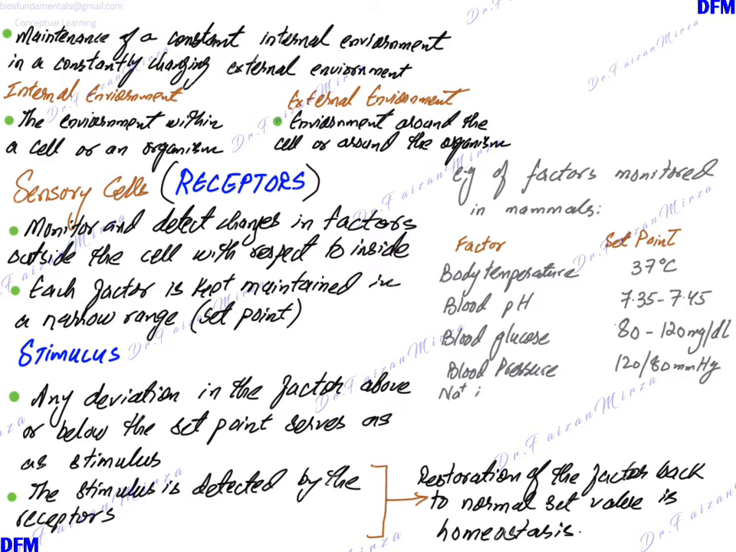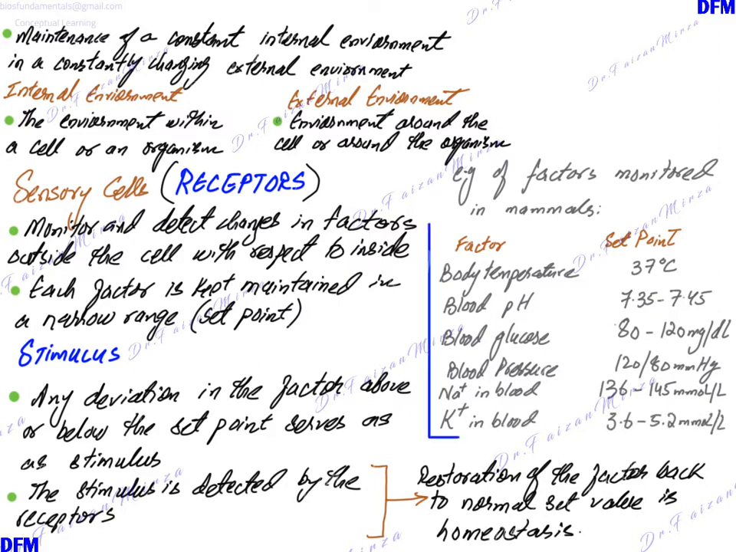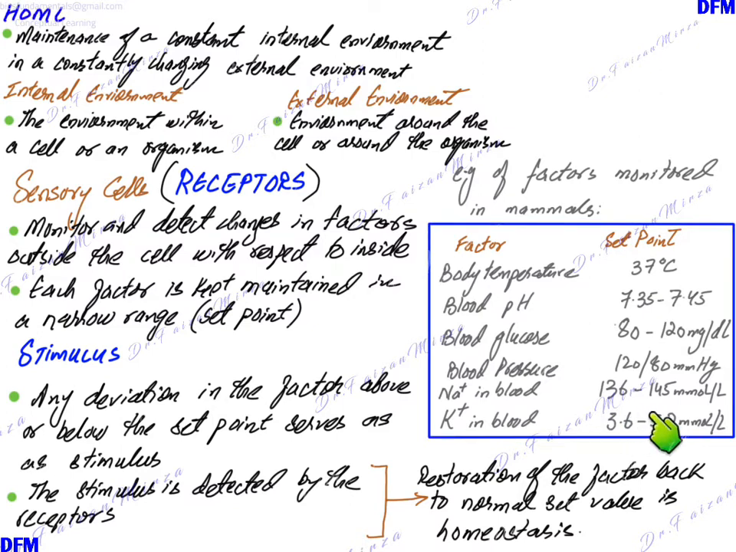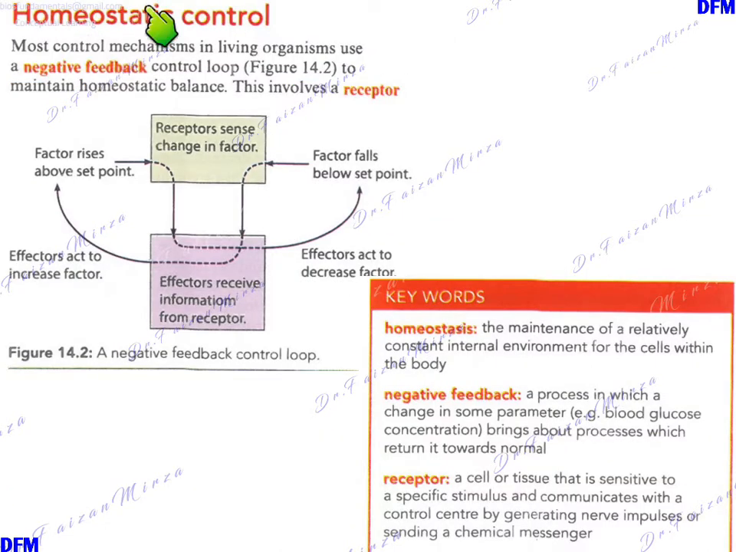And even your ions are factors independent of each other. Sodium ion in blood is about 136 to 145 millimole per liter, and potassium in blood is 3.6 to 5.2 millimole per liter. So every factor is maintained at a certain range. Any change in this range, above it or below it, will be detected by the sensory cells and the receptors to bring about homeostasis. This brings us to homeostatic control.